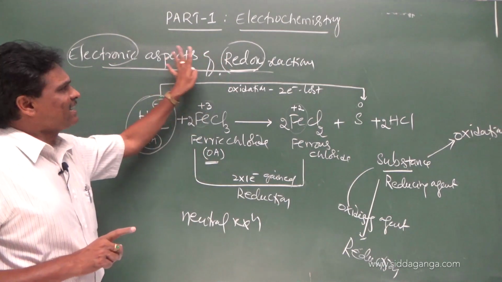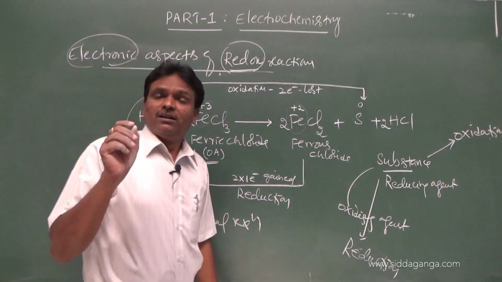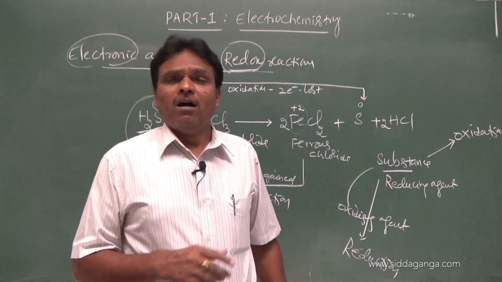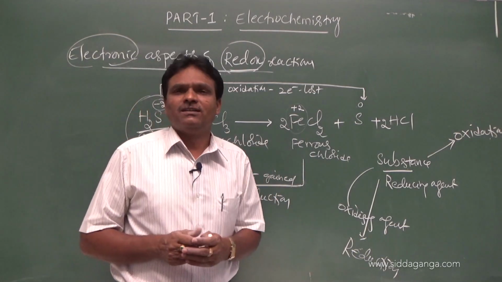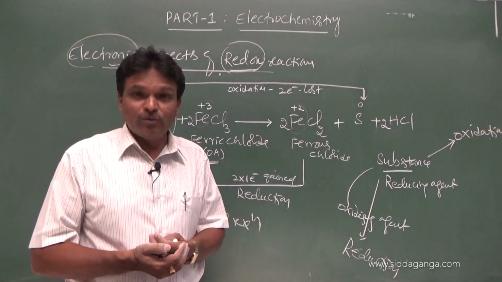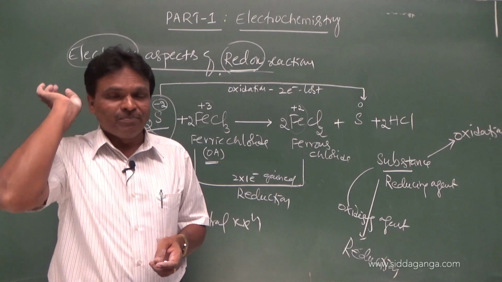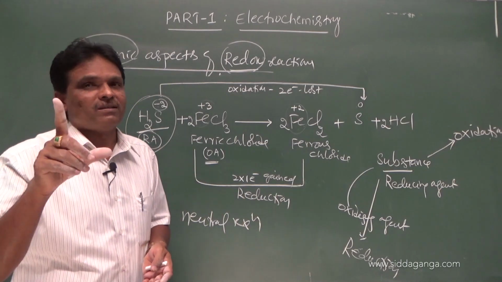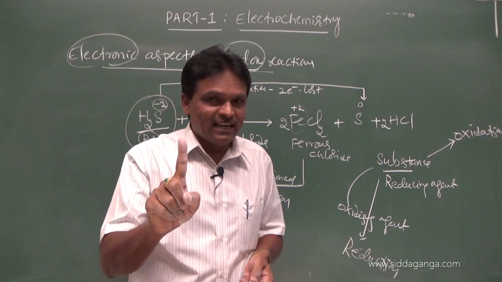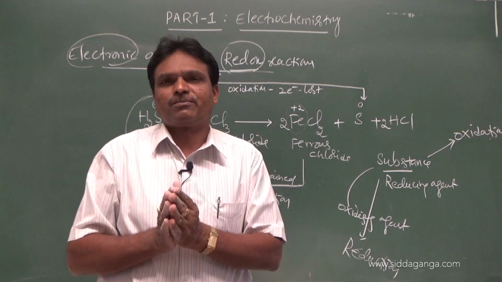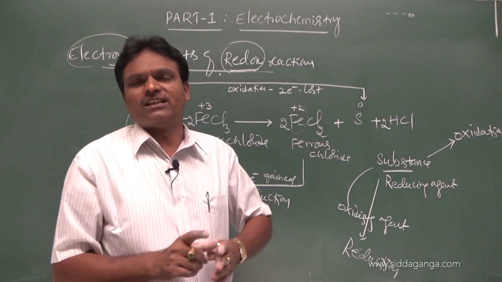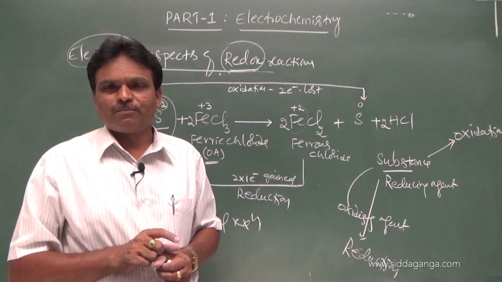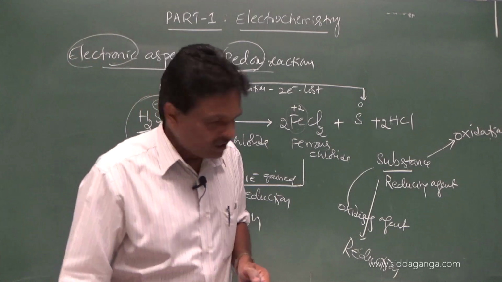So according to the electronic concept, the electronic aspects of redox reaction, oxidation is a process in which electrons are lost. A chemical substance which gains one or more electrons is called an oxidizing agent, but the process is reduction. If the oxidizing agent is gaining electrons, that is the reduction process, but in the oxidation process the electrons are lost. Oxidation is a process, but an oxidizing agent is a substance. This is very important, observe.